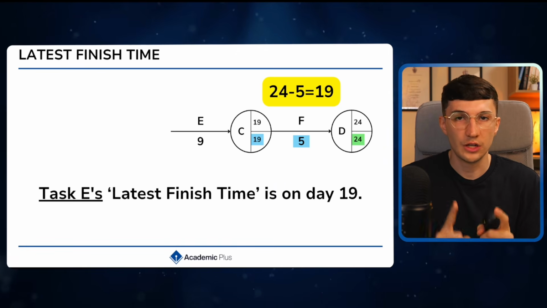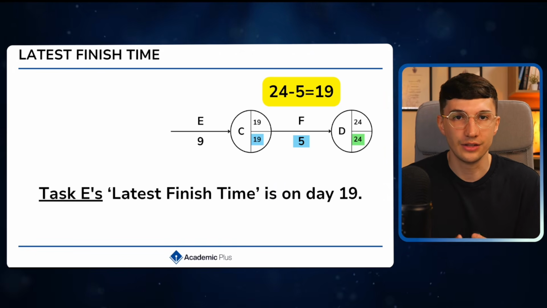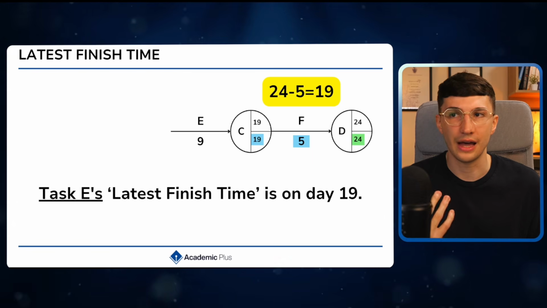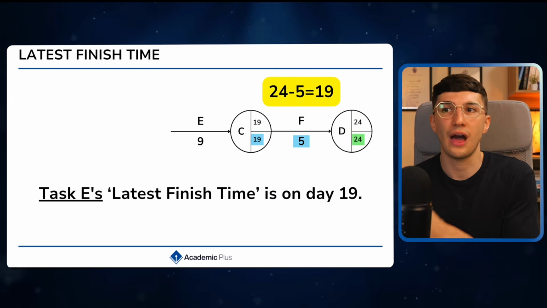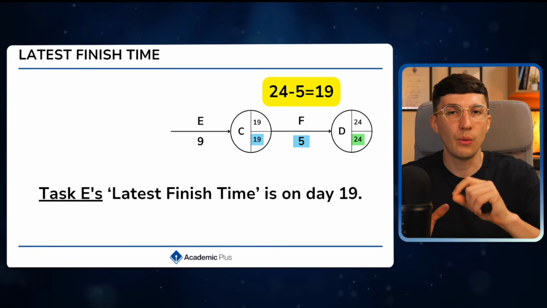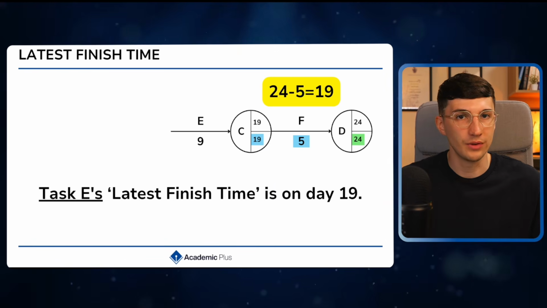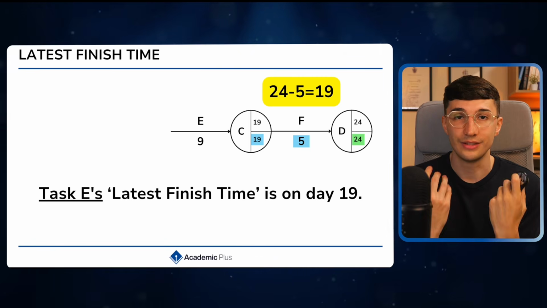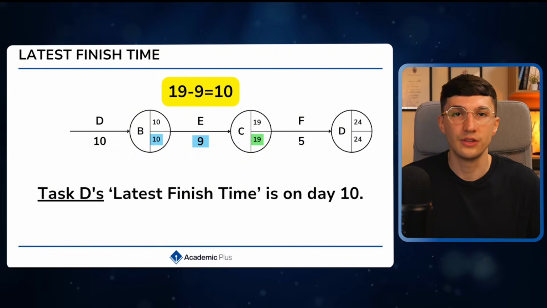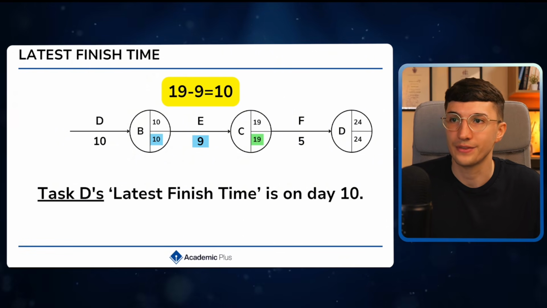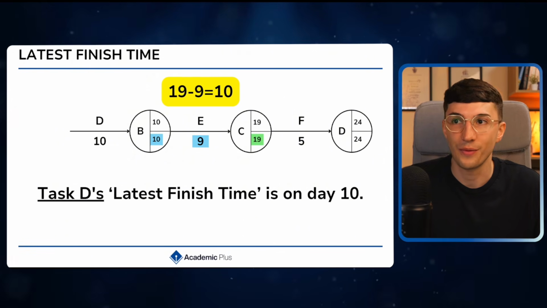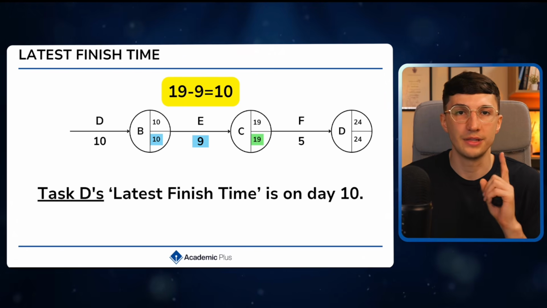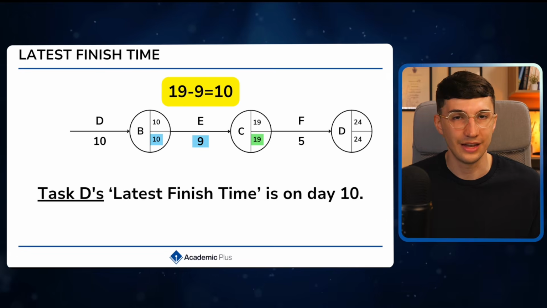So the latest finish time of task E is on day 19, because if task E is delayed even by 1 day, so task E doesn't finish until after 20 days, well then that would delay the entire project by 1 day. So instead of completing it within 24 days, we complete it within 25 days. And just simply do the same thing again. The latest finish time for task D equals the latest finish time for task E minus its duration. 19 minus 9 gives me the latest finish time for task D of 10 days.